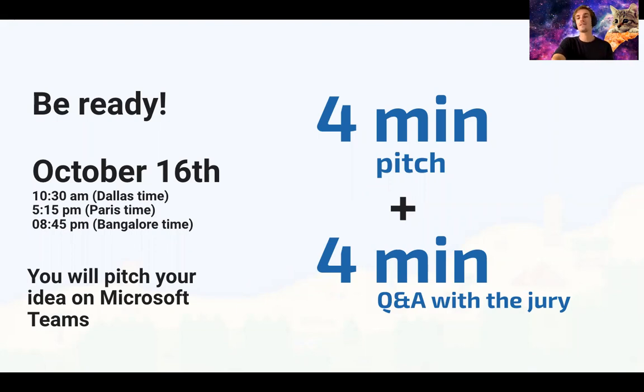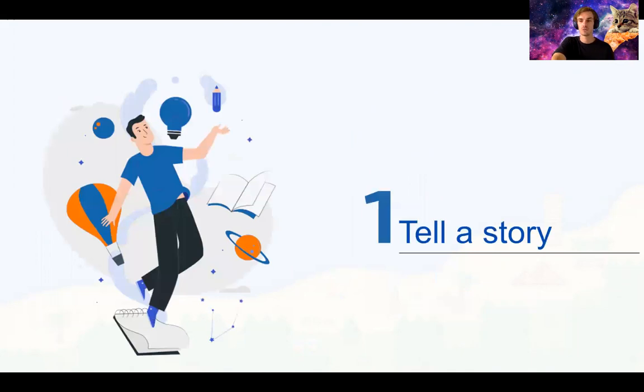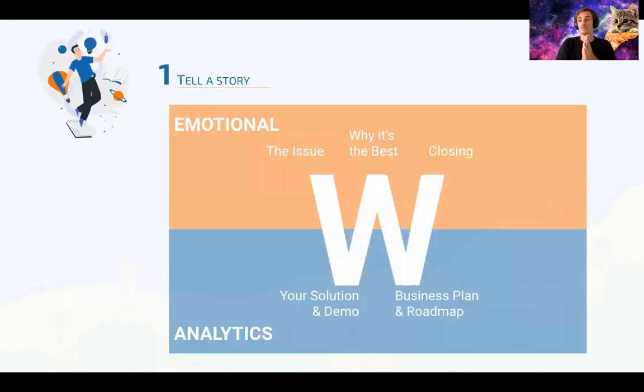So you have 4 minutes to do your pitch. How are you going to explain all of your solutions, such complex, amazing ideas? Well, what we recommend is to tell a story. And this story, we recommend, should be a continuum. It should take the shape of a W, so we're going up and down into the emotional and the analytical side of the brain and of the participants' interaction with your idea.